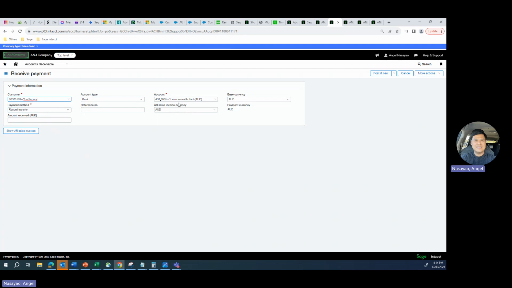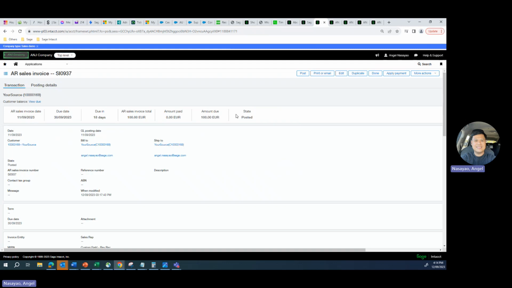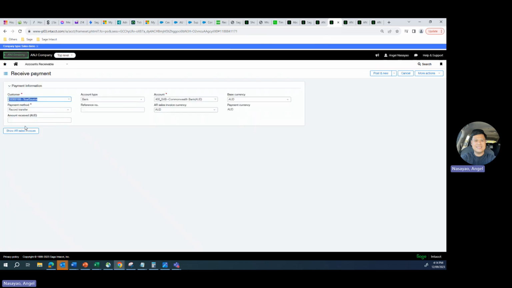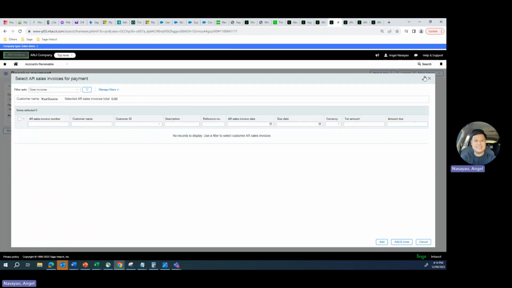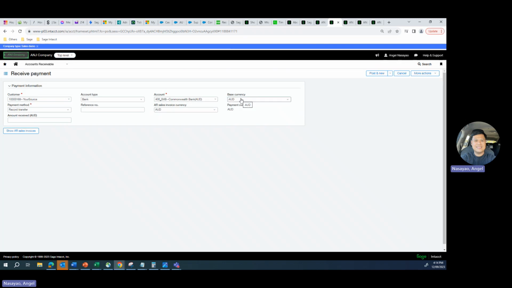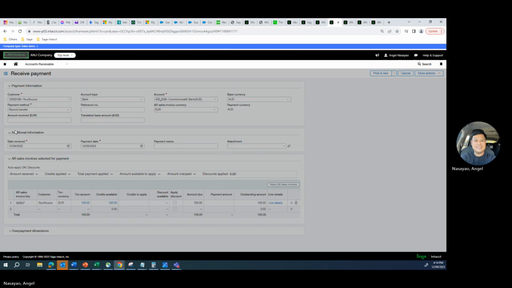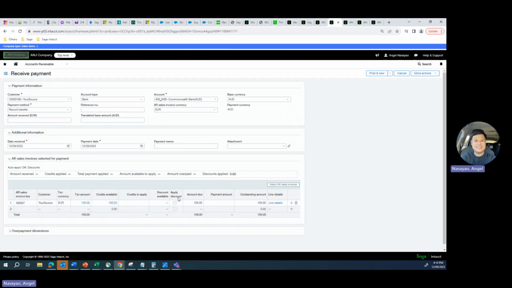So today, it doesn't really matter what the account is in here. Remember, the purpose of this screen is just to clear the status of the invoice from posted to paid, similar to the corresponding AR adjustment. So the AR adjustment applied through here. Sorry, AR sales invoice currency, I should choose EUR. Okay, EUR in here, and the receive date is today.